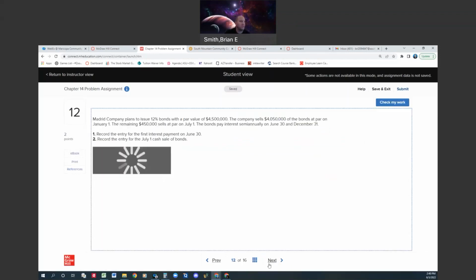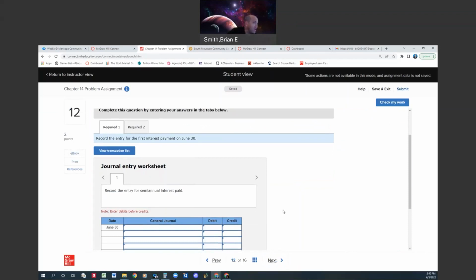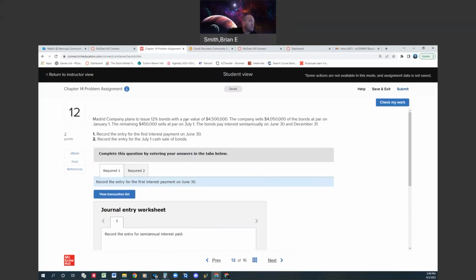All right, so we're going to record our semi-annual interest payments. Record the entry for semi-annual interest. Okay, let's read this. Madrid company plans to issue 12% bonds with a par value of $4,500. The company sells not all of them. Remaining amount $450,000. Okay, so let's go ahead and do this one.